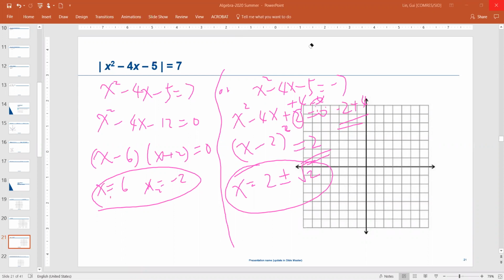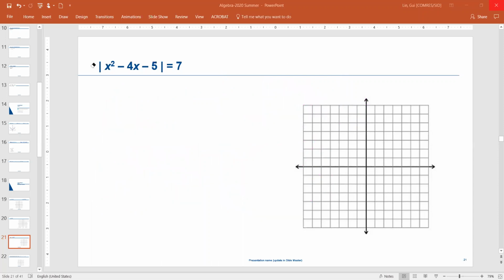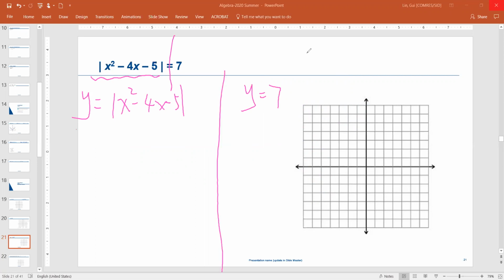So you can still use the graphing method. That's the challenging part. How to graph this part? How to graph this left part? So actually this one breaks down into y equals this, right? And this one y equals 7. The right part is easy, y equals 7. But for the left part, you need to graph this one first.